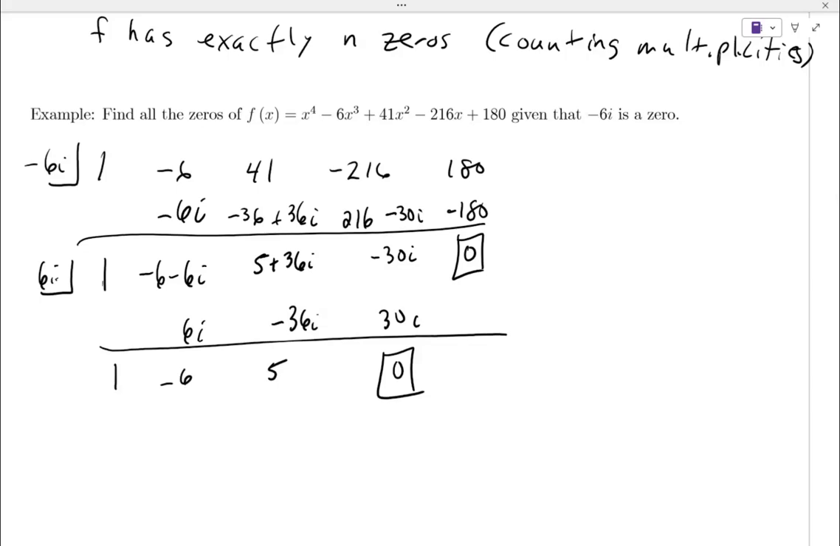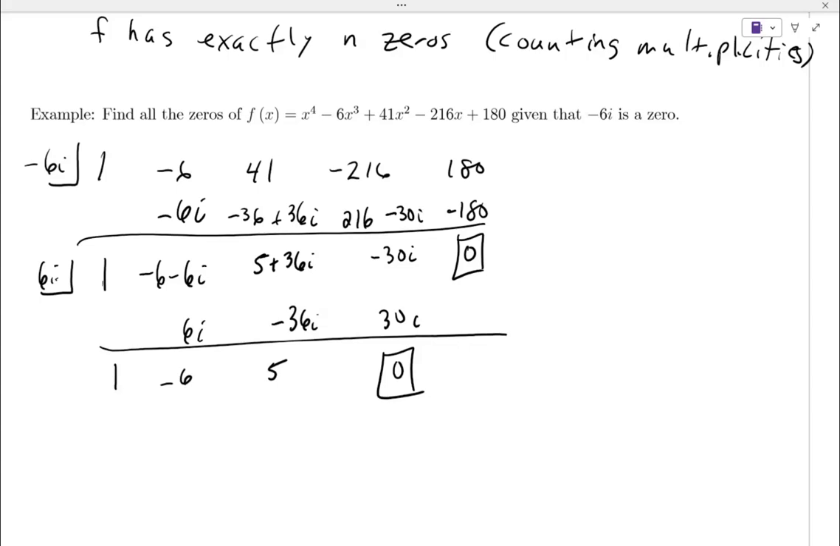This should always happen. If you have a complex 0 and run it through your synthetic division, and then do the conjugate and run it through your synthetic division, you should not have any i's here. They should all cancel out in that second step. If they don't, you've done something incorrectly somewhere along the line, usually an arithmetic error. Once you go through it twice, the i's should disappear.